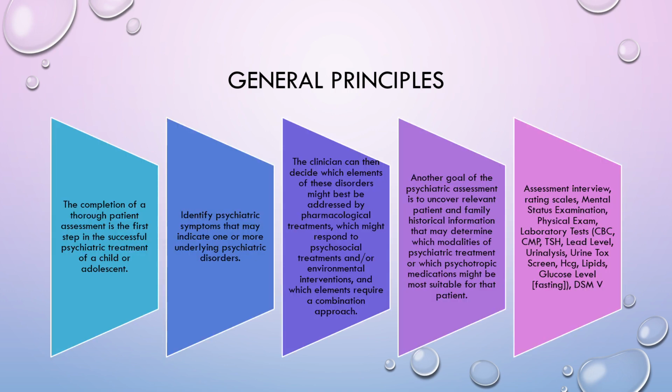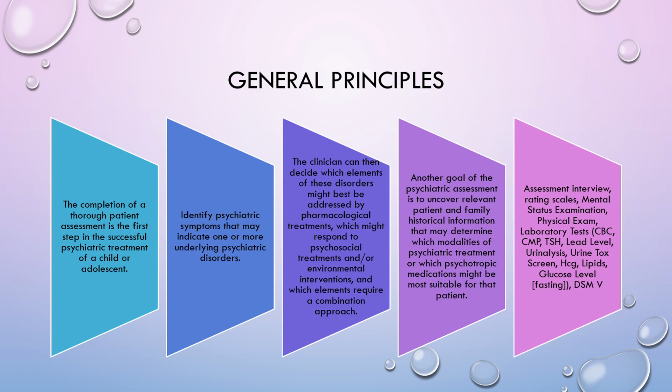All right. So, more general principles. As I said, completion of a thorough assessment is the first step for successful psychiatric treatment of the child and adolescent. Make sure that you're identifying those symptoms and indicating one or more psychiatric disorders. Also decide which elements of the disorders may be addressed with pharmacological treatments and which ones may respond to psychosocial treatments such as therapy and or environmental interventions.